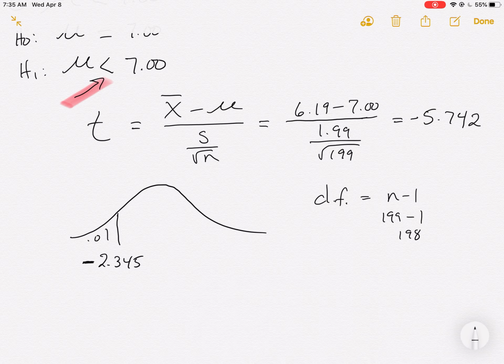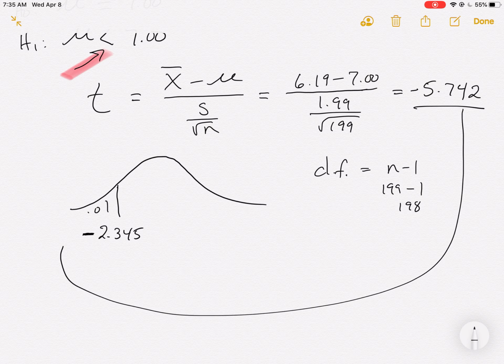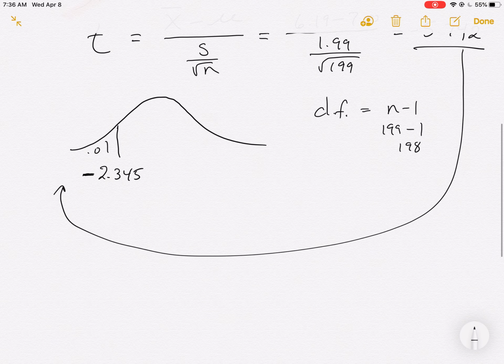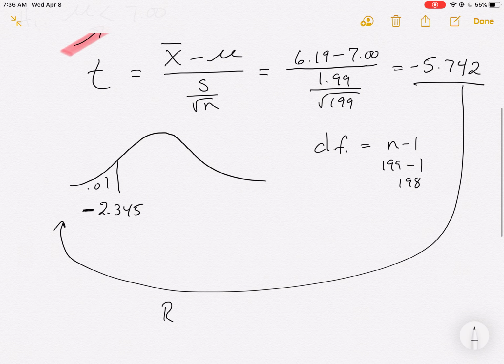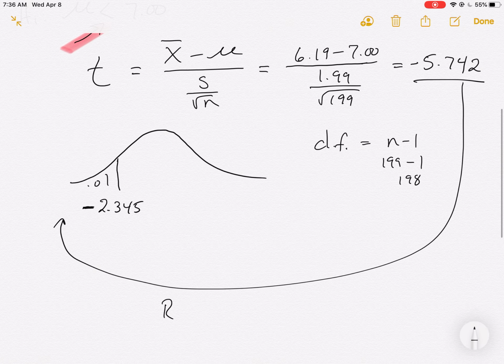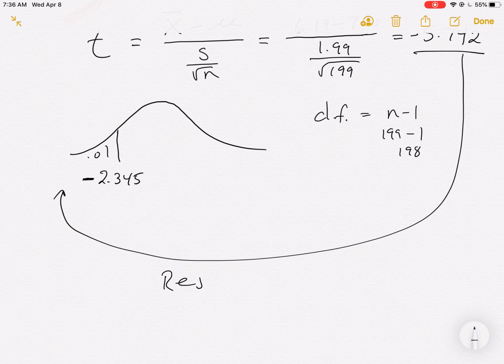So we have that as our critical value, and we're comparing now. Where is the negative 5.742? Well, obviously, it's way off to the left. It's farther away from 0 than 2.345. So we know what we're going to do. That negative 5.742 is in the tail. It's more than 2.345 standard deviations to the left, and therefore we're going to reject the null hypothesis.